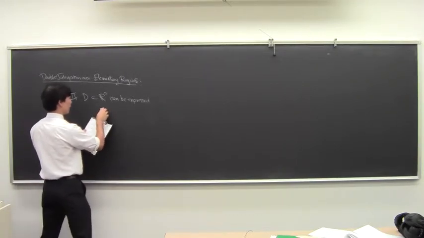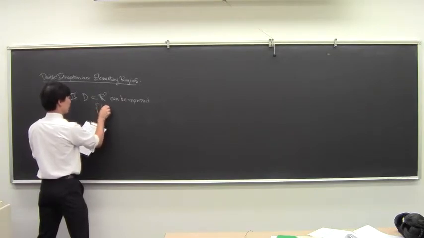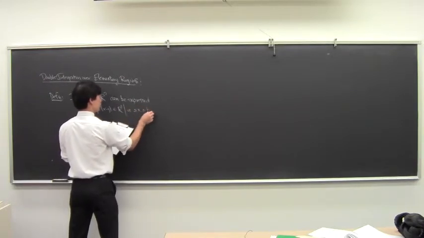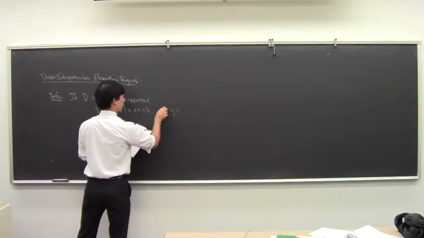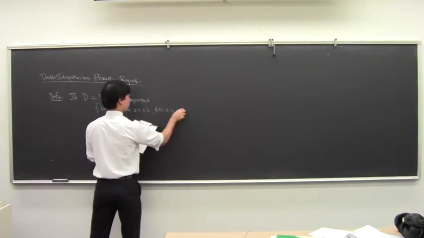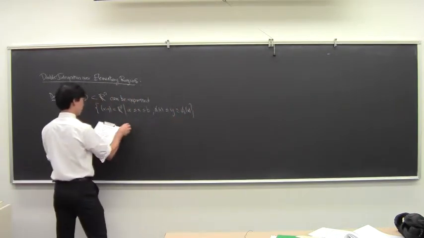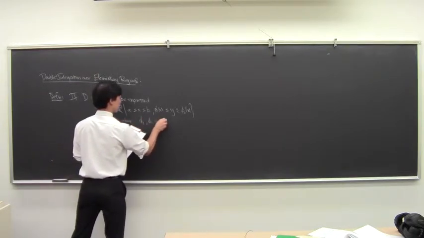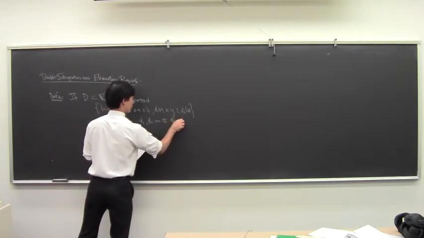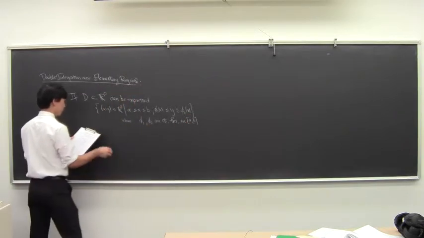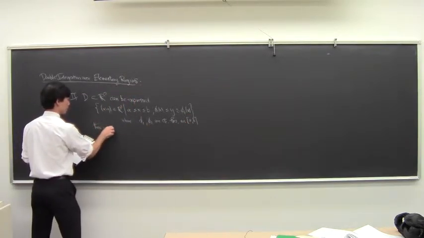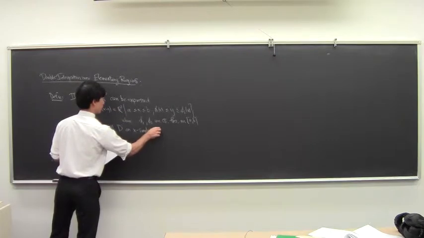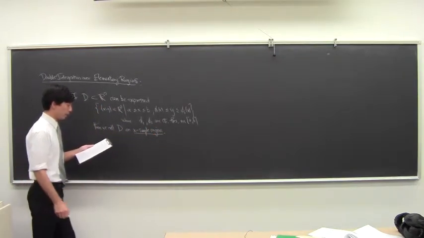If the region can be expressed as like this, (x, y) in R2, where x is constrained to lie in some interval, and y lies between two functions of x, phi1 and phi2, where phi1 and phi2 are continuous functions, then we call D an x-simple region. An x-simple region.